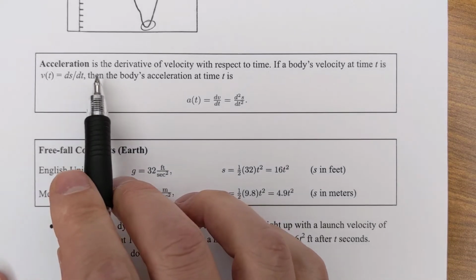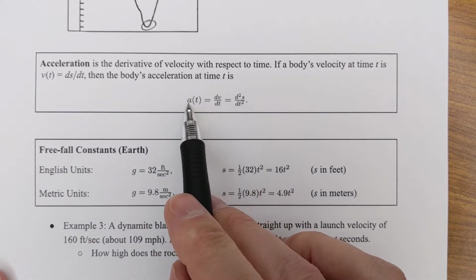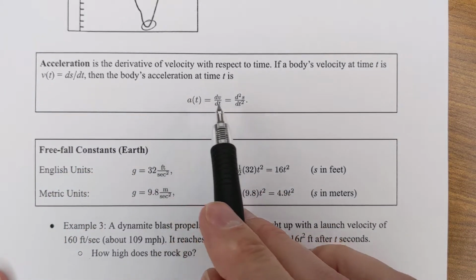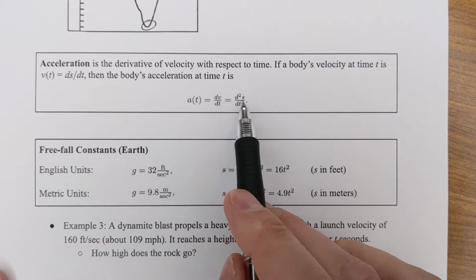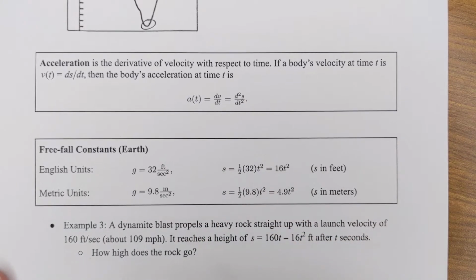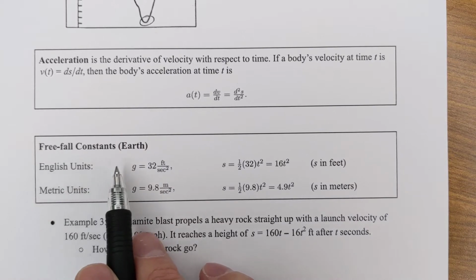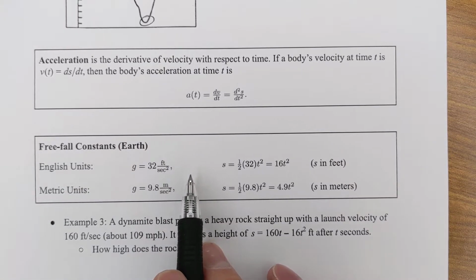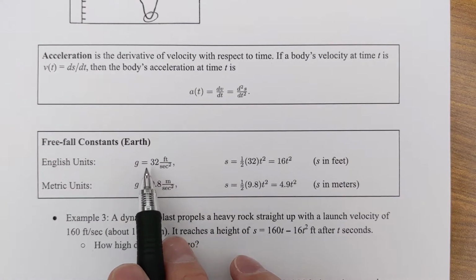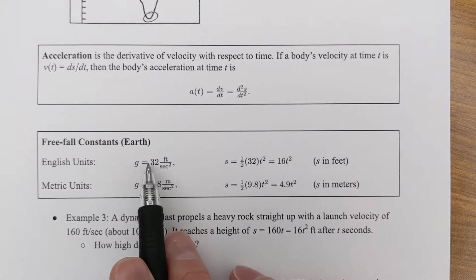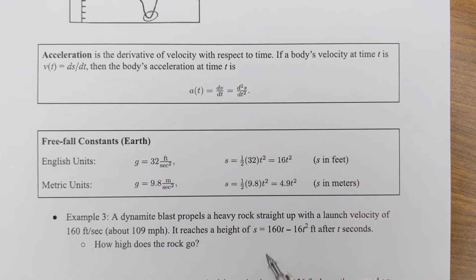All right, acceleration is the derivative of velocity. So a(t), the acceleration, is dv/dt, which means it's the second derivative of the position. These are free fall constants. If you've had physics, these should be familiar to you. In English units, gravity acts at 32 feet per second squared, negative because technically it's down.